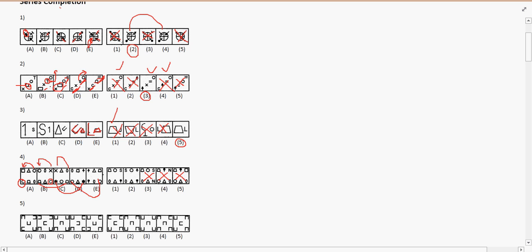This diamond goes here in the next one. So here it has to be this goes here in the next one, which is only choice number A. So without looking at any other thing, choice A is the right answer. Choice 2 is also wrong. So this is how we do these kinds of questions.